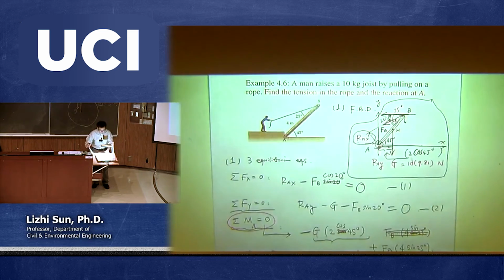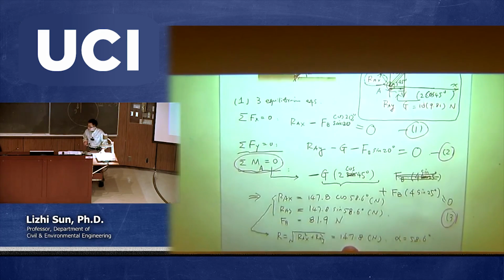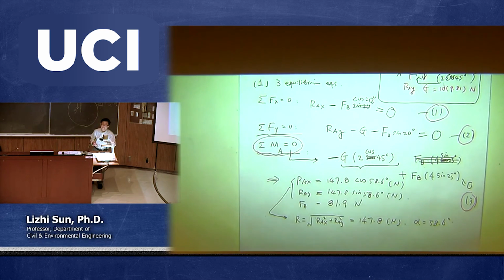Okay, so back to this one. Finally you end up with equation 1, equation 2, and equation 3. You combine all these three equations together. You solve for Rax, Ray, and FB. And that's the answer the question asks you to solve for, right?